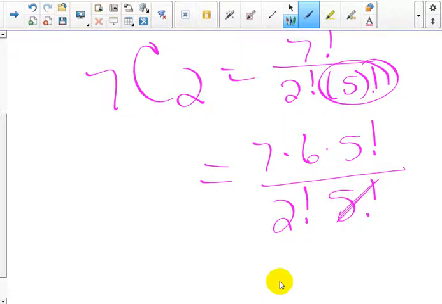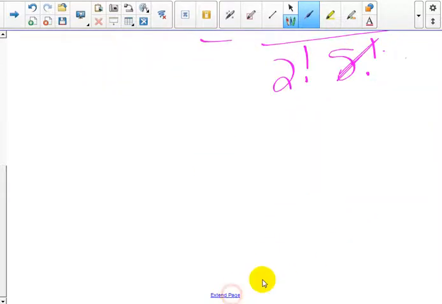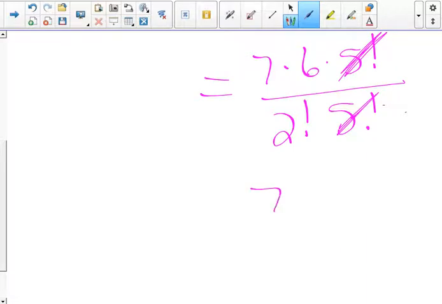Right? And these 5 factorials cancel out because it's 5 times 4 times 3 times 2 times 1 and 5 times 4 times 3 times 2 times 1. All of that cancels out, so I'm not even going to write it out. And now I'm left with 7 times 6 over 2 times 1.